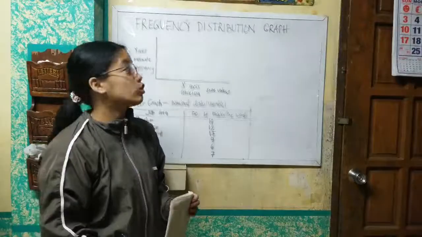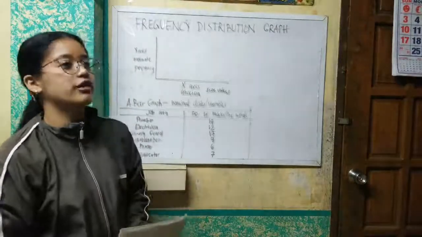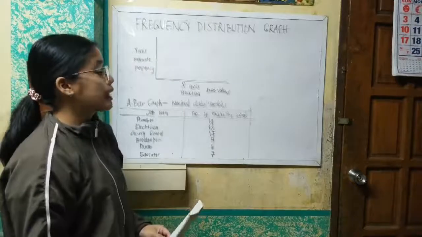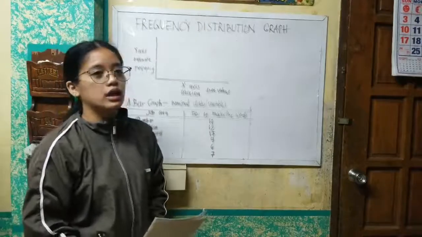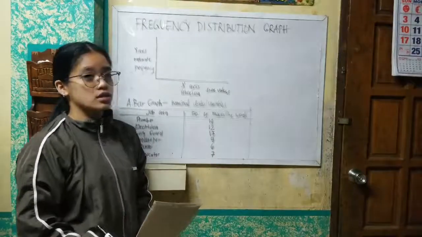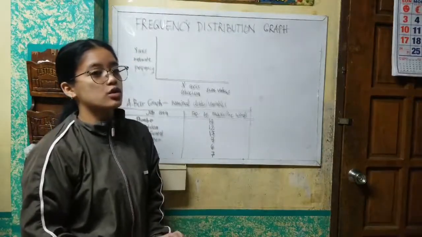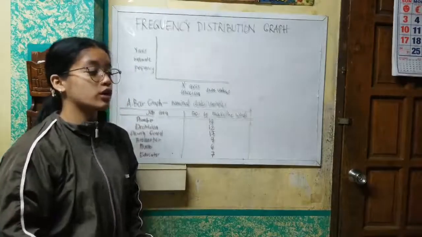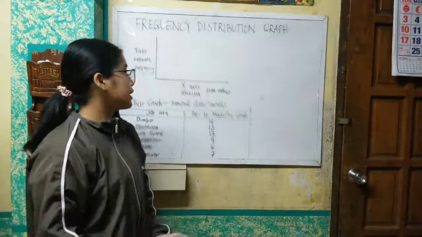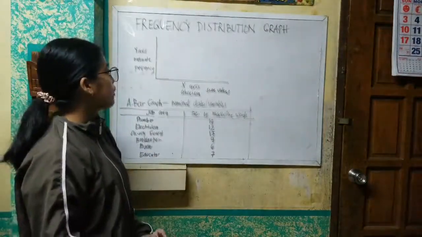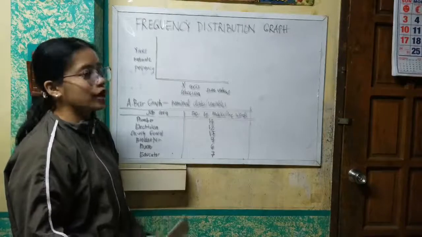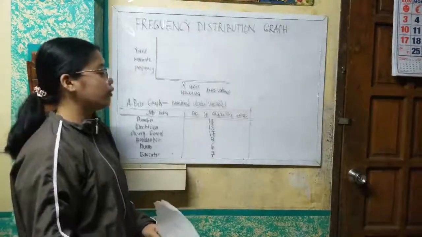Now we proceed to the frequency distribution graph, and this is another way of illustrating a frequency distribution aside from a frequency table. A frequency distribution graph is based on our frequency distribution table.